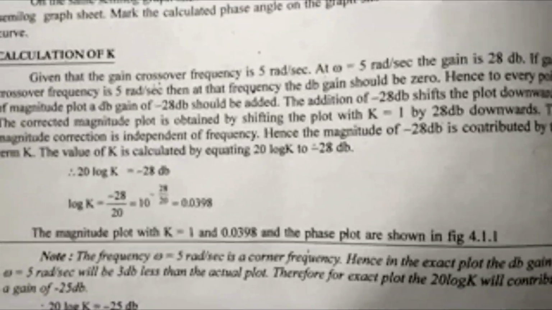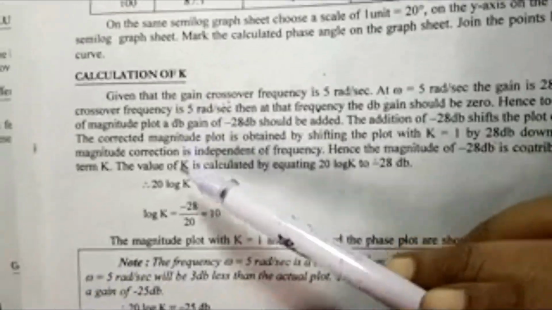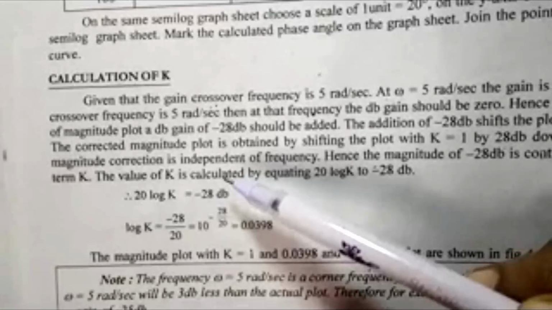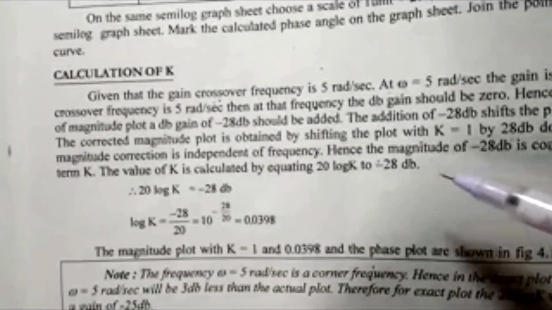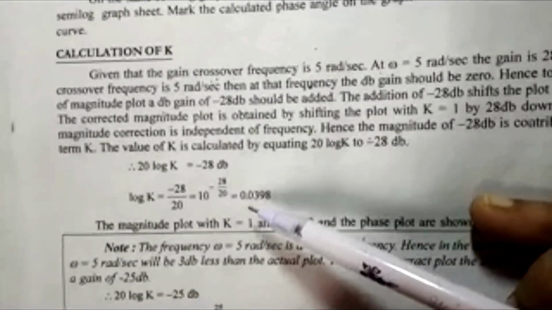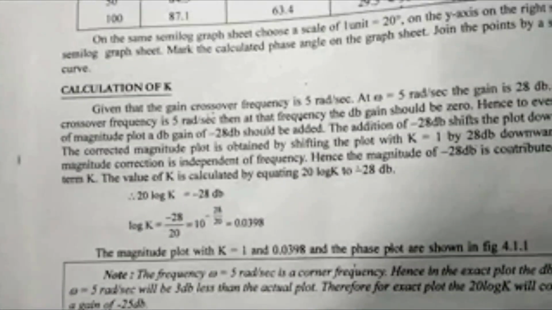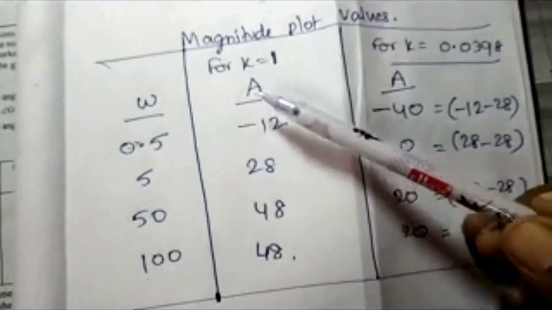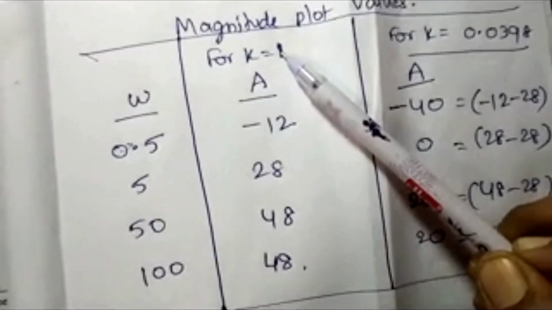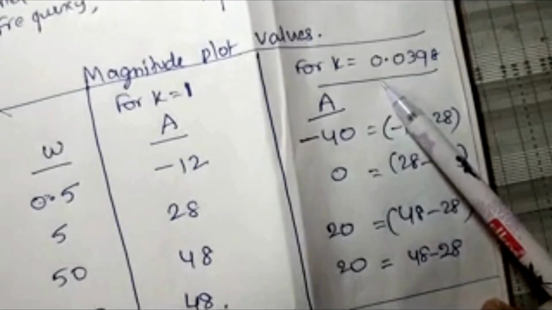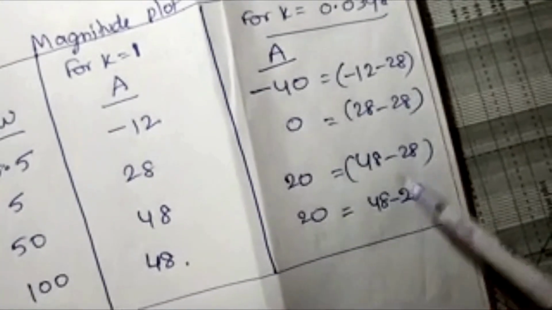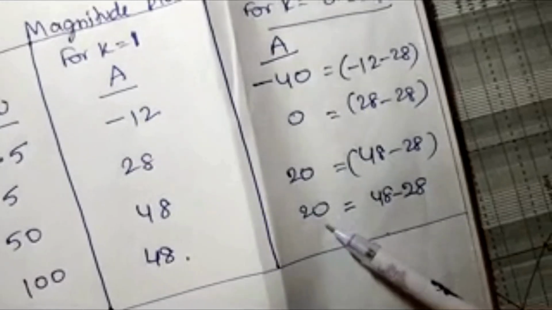So to get the value of K, the magnitude 20 log K is equated to minus 28, because when minus 28 is added, then only we are going to get the value of 0. From this, the value of K is 0.0398. For this new value of K, how do we calculate all the values? Check the table for magnitude plot values for K equal to 1. For the new value of K, just add minus 28 to all the old values, and we get the new values.